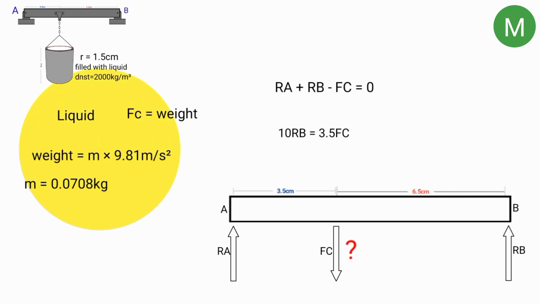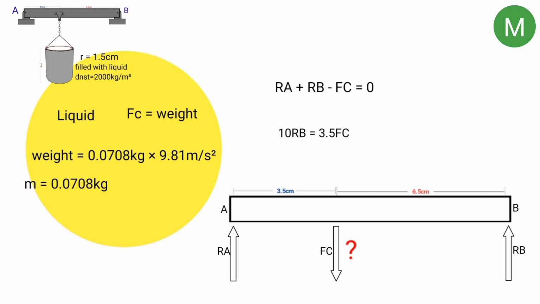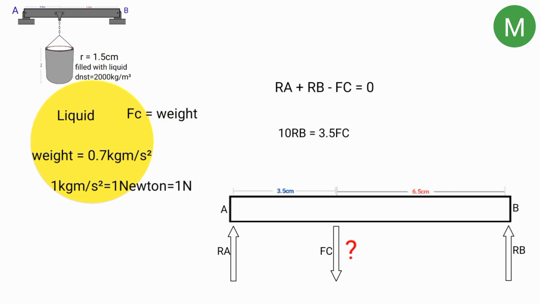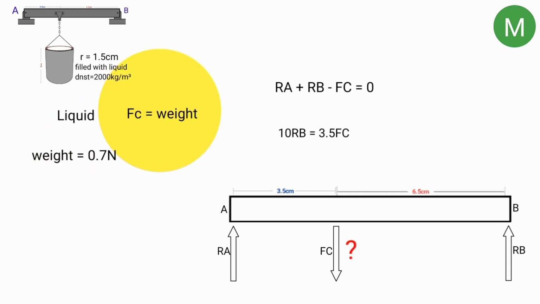If we come here and substitute it, weight equal to 0.0708 kilogram times 9.81 meters per second squared. 0.0708 kilogram times 9.81 meters per second squared is 0.694548 kilogram meters per second squared, which is approximately equal to 0.7 kilogram meters per second squared. So weight equal to 0.7 kilogram meters per second squared. We know the unit kilogram meters per second squared is equivalent to 1 Newton. So weight equal to 0.7 Newton. Recall, weight here is equal to force C. So force C equal to 0.7 Newton.